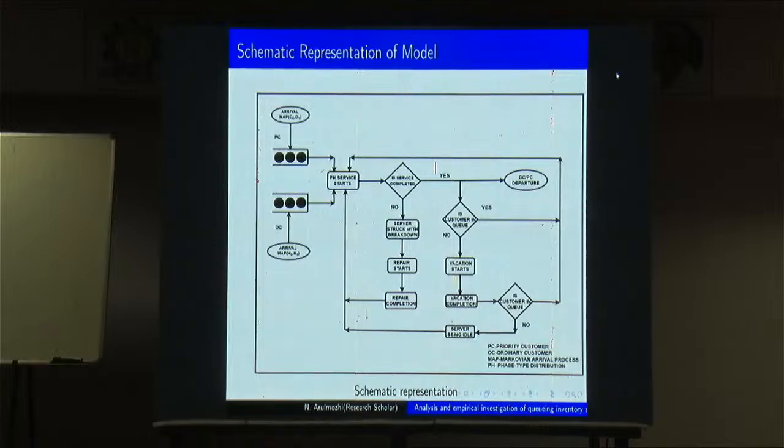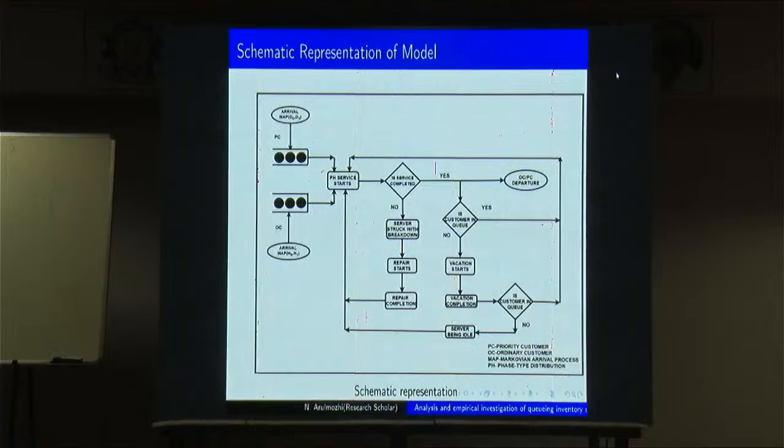There are two types of arrival, namely ordinary customers and priority customers. Ordinary customers' arrival follows a phase Markovian arrival process with notation H0, H1, and priority customers' arrival follows a Markovian arrival process with notation D0 and D1. Priority customers have finite capacity, ordinary customers have infinite capacity.